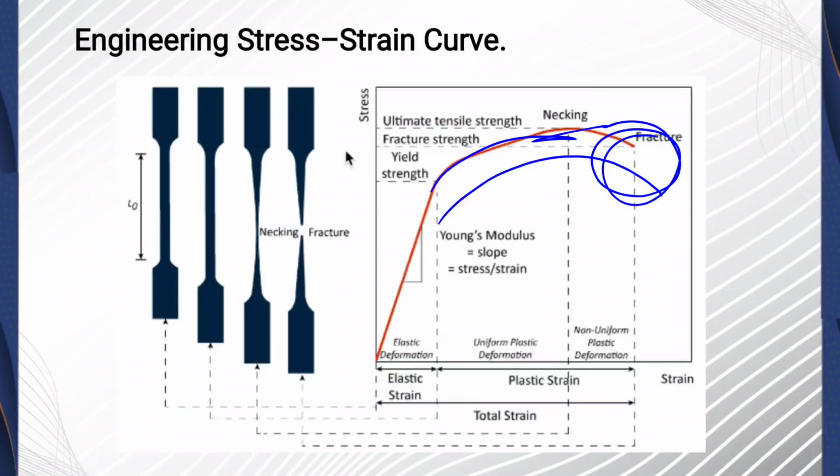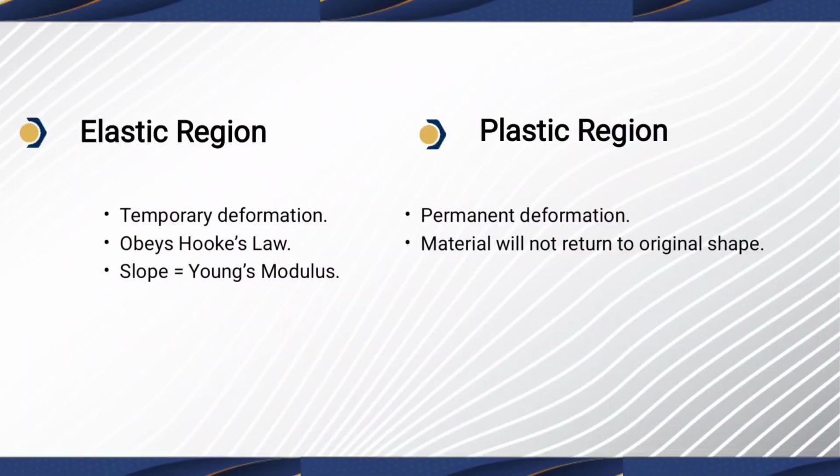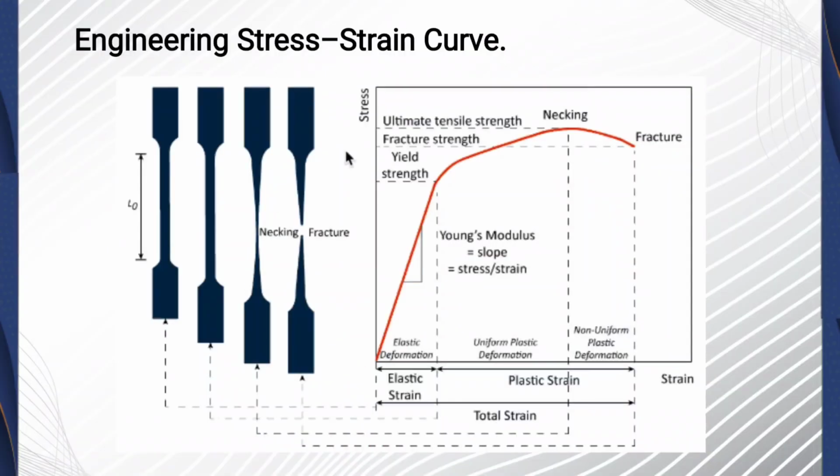Now, let us discuss the regions of the stress strain curve. There are two main regions in the curve, the elastic region and the plastic region. First, we see the elastic region. In this graph, it is the elastic region. Here, the material behaves elastically and follows Hooke's law, which states that stress is directly proportional to strain. This is why the graph is a straight line in this region.